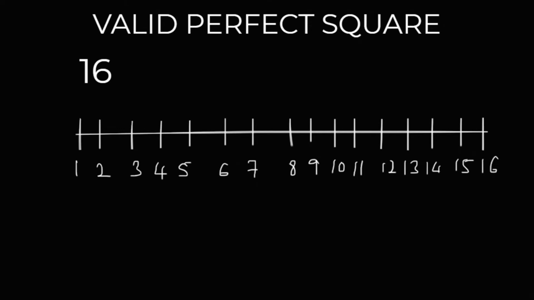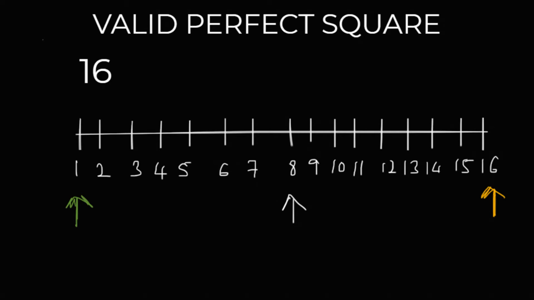So we have a number here, 16, and we should determine whether 16 is a perfect square. We're going to use two pointers, a left pointer and a right pointer. I'm going to put them here. The left pointer is pointing to 1, and the right pointer is pointing to 16. Based on those two values, we find the middle element, which is 8. That's the median value.